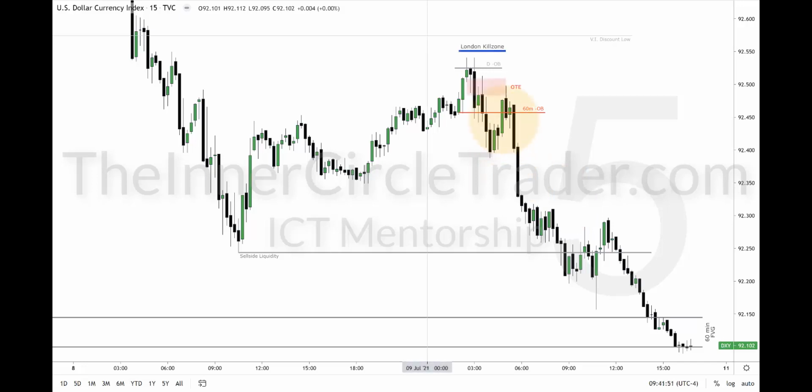London open kill zone, 2 a.m. to 5 a.m. This candle right here trades up into optimal trade entry. Right in here, trades up optimal trade entry at 5 a.m. Displacement to the downside.